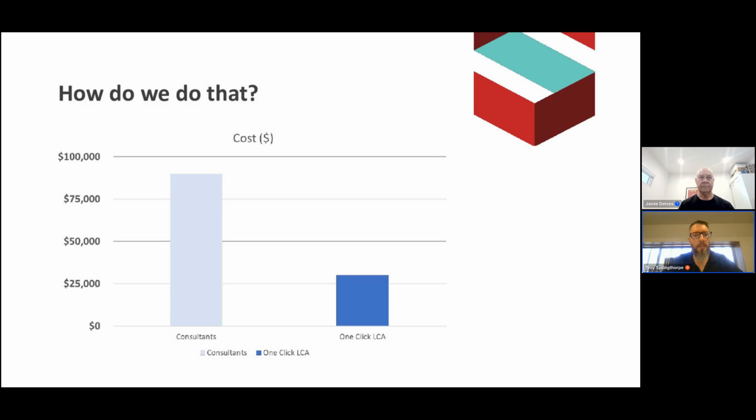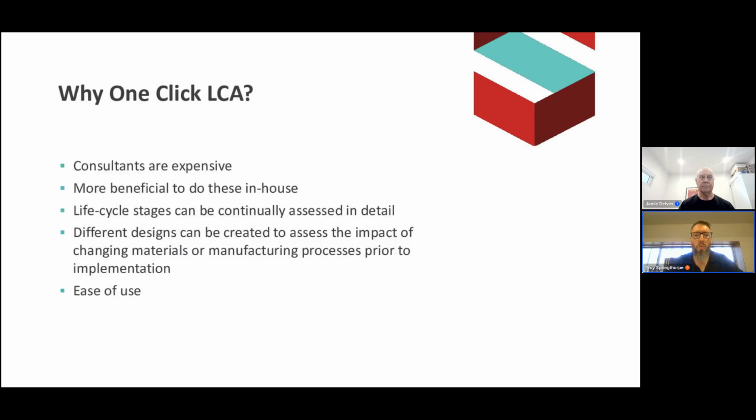So how do we do that? Well, there's a couple of options. We can go to a consultant, or we can use some software like One Click LCA. We initially looked at consultants, but they were a little bit costly for us. So we started looking at what our other options were, and we stumbled across One Click LCA. So we decided to have a look into that a little bit further.